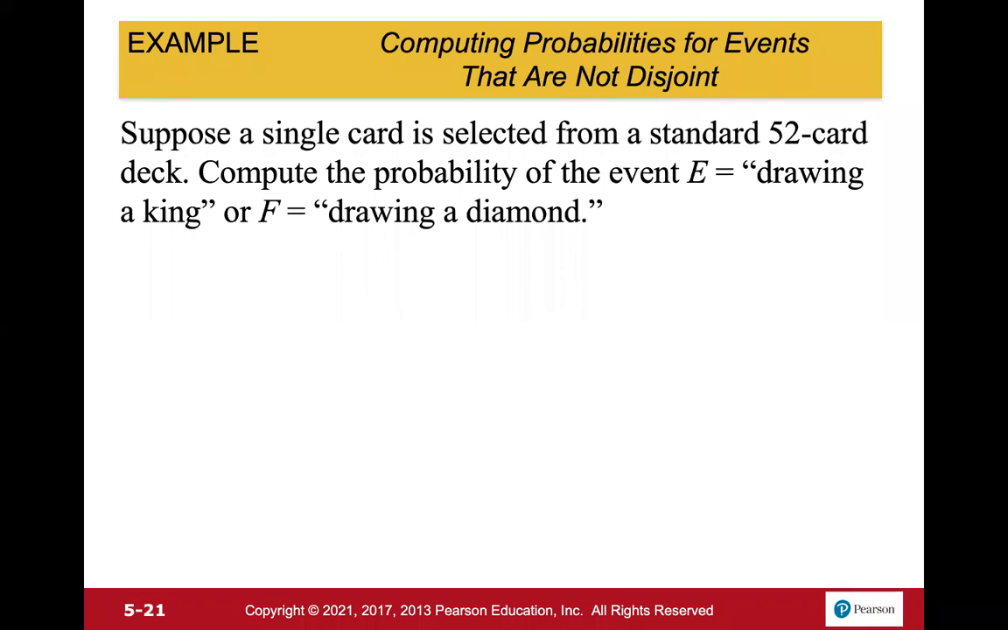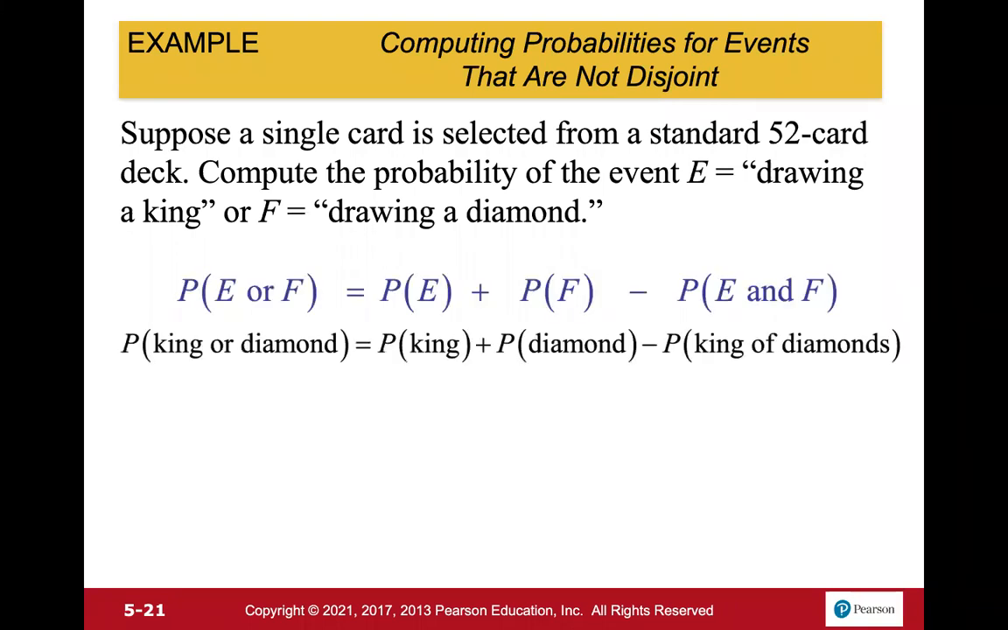Let's clear this out and see what they ended up getting. So again, probability of king plus probability of diamond minus probability of king and diamond. And again, here all they showed was the reduced fraction.